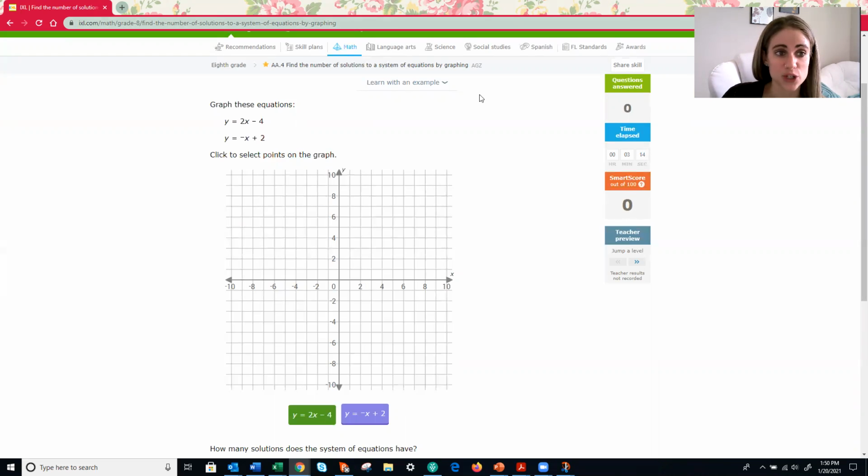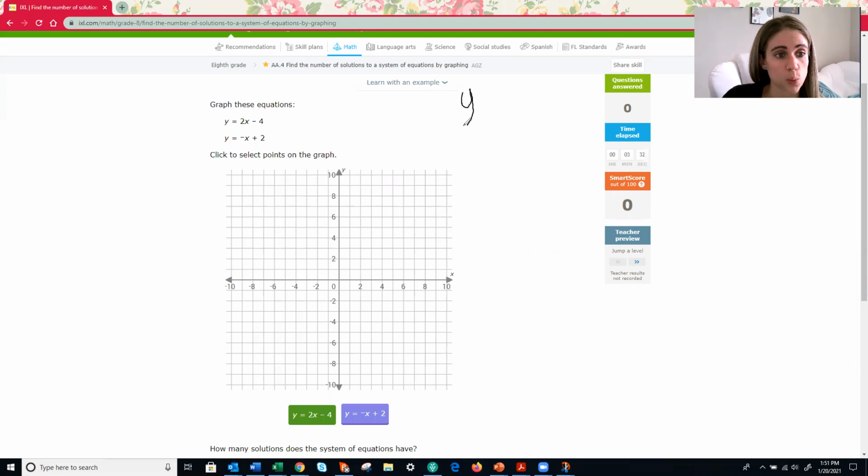First, let's review slope-intercept form. For this IXL assignment, every single equation is either going to be given to you in slope-intercept form or standard form. Slope-intercept form is what both of these are in.